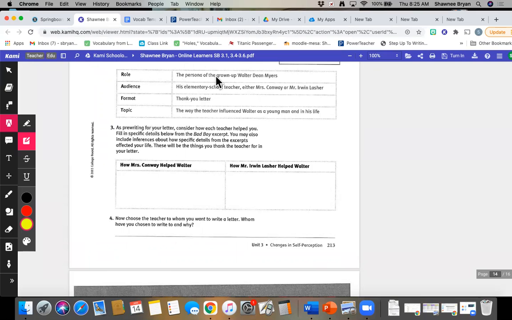Your role is the persona of grown-up Walter Dean Myers. Your audience is his elementary school teacher, either Mrs. Conway or Mr. Lasher. The format is a thank you letter, and the topic is the way the teacher influenced Walter as a young man and in his life.